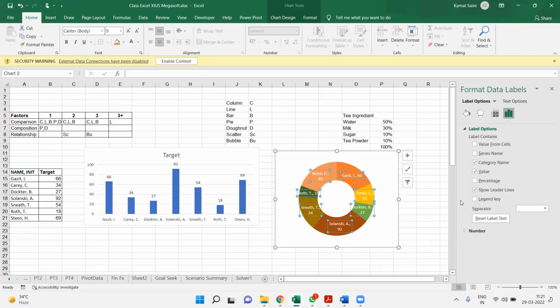And if you want to show them in the form of percentages, like how much percentage they are contributing, you can always enable the percentage option. And if you don't want the values, you can always disable them. So this is saying that out of the overall business, Solansky is contributing almost 1/4 of the business. The rest are contributing in smaller proportions.